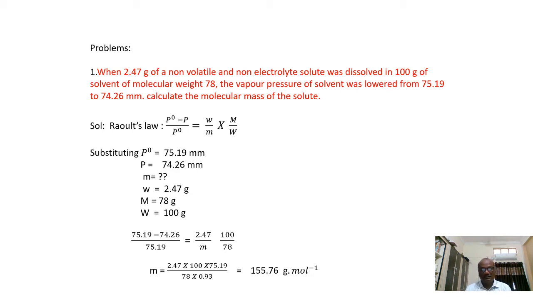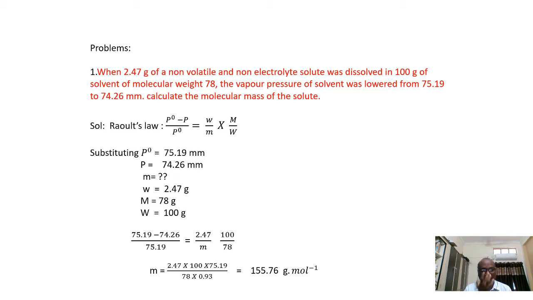What is Raoult's law? The relative lowering of vapor pressure of a solution is equal to the mole fraction of solute dissolved in that solution. P naught minus P divided by P naught is equal to X2, we said. So based on that, now we solve some problems. Let us see this problem.